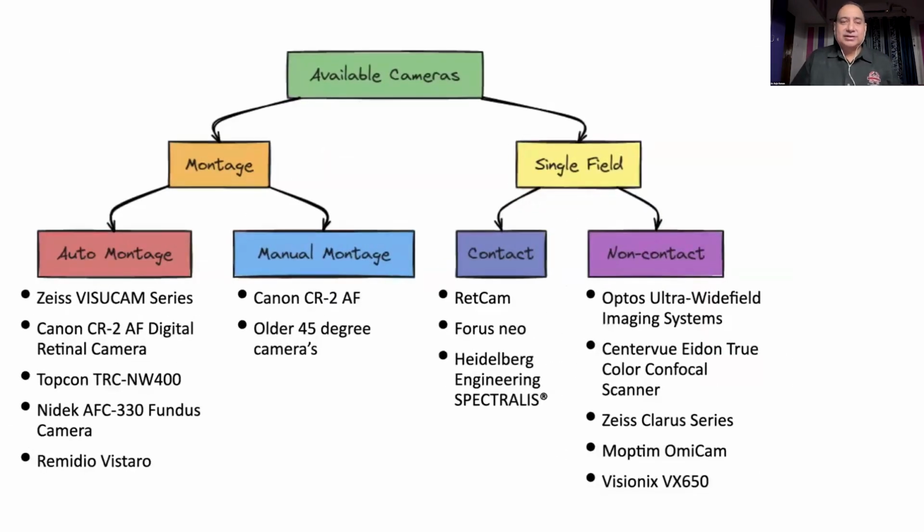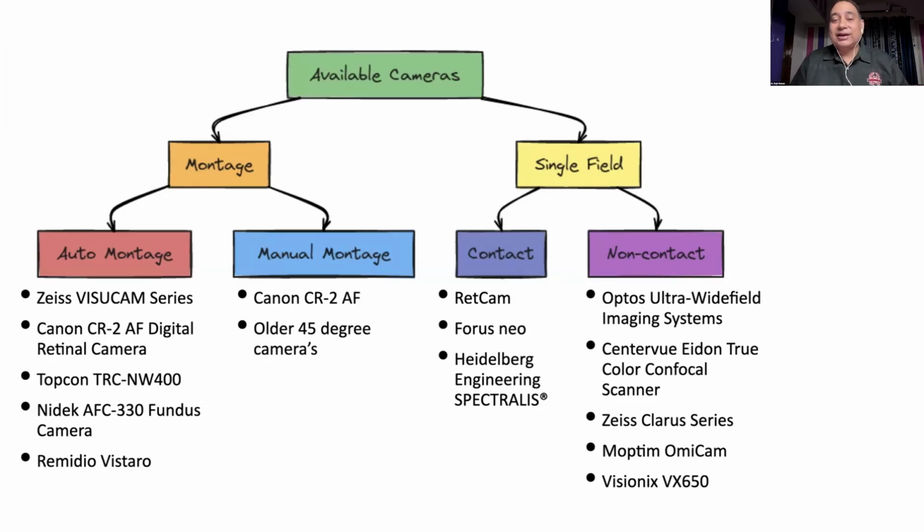Broadly, we can classify them: there are the classical cameras, even 45-degree cameras, which can create a montage to give a field of about 90 to 100 degrees, making it a wide field photograph. And we have those cameras which give these images as a single field. We again have montage; there are many of them now having auto montage facility. However, still the older 45-degree cameras, the Canon, they all have manual montage, where you need to stitch these images to get a larger view.